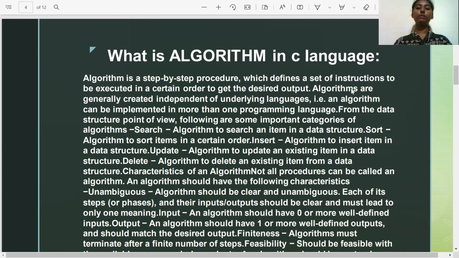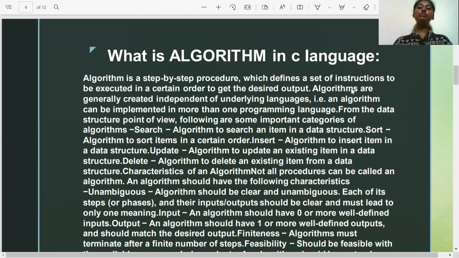Characteristics of an algorithm. Not all procedures can be called an algorithm. An algorithm should have the following characteristics. Unambiguous: algorithm should be clear and unambiguous. Each of its steps and their inputs and outputs should be clear and must lead to only one meaning.